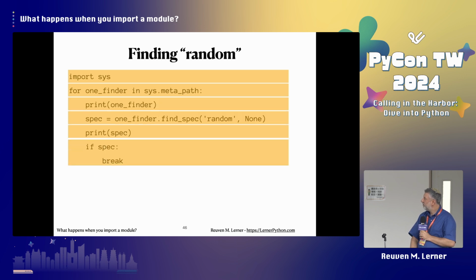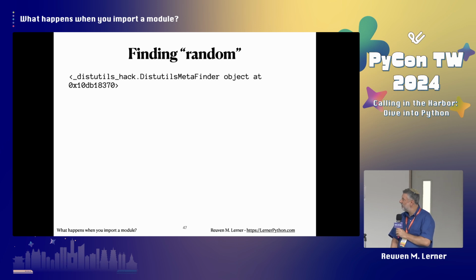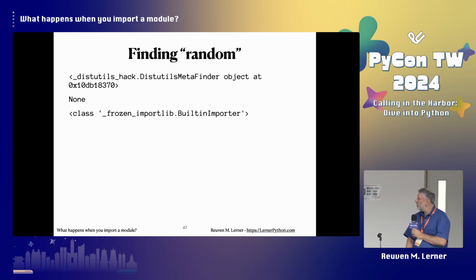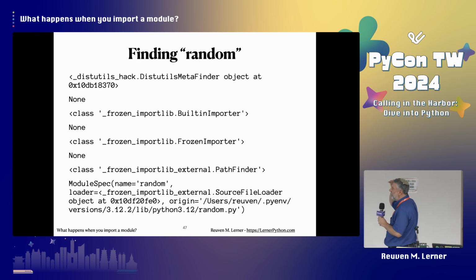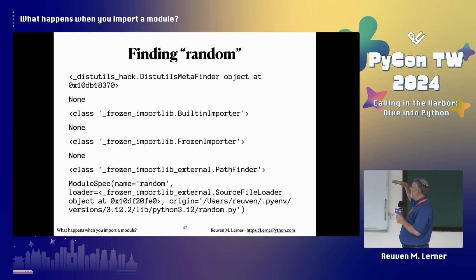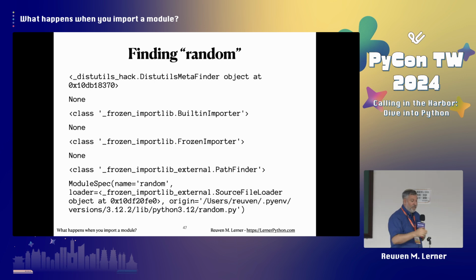Fine. What happens? Well, it's going to say, okay, I have a finder object. None, meaning I did not find it with distutils. We're not going to find it there anyway. And then it says, maybe I found it with the frozen built-in importer. Nope. Maybe I found it with just a frozen importer. Nope. Maybe I'll find it with a path finder. The answer is yes. In other words, we see that by going through the meta path, Python tries to find random.py, or the random module, in each of these places. And it finally finds it in the place we originally thought it would be, a file called random.py.